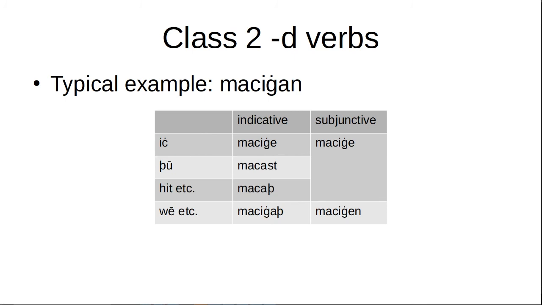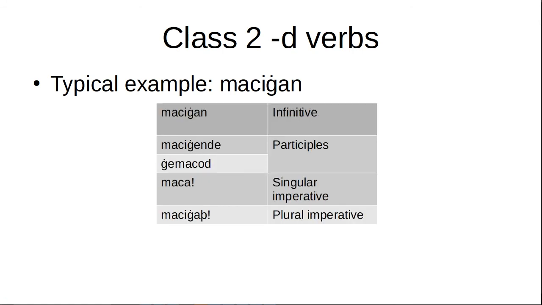Here's a typical example. Macigan, which means to make. Ich macie, du makast, hit makoth, we macioth. Ich macie, du macie, hit macie, we macien. Ich makode, du makodest, hit makode, we makodon. Ich makode, du makode, hit makode, we makoden. Maciende, je makod, maka, macioth. And again, notice singular imperative is just like third person singular with the th cut off, so it's just maka.